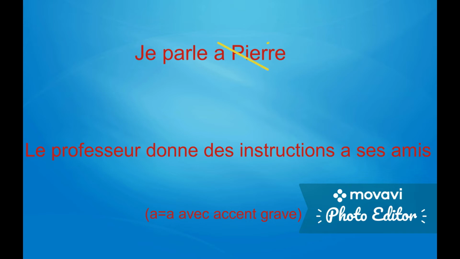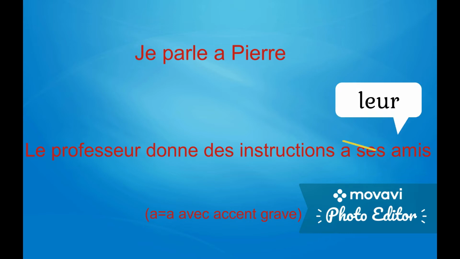The next sentence is Le professeur donne les instructions à ses amis. We know that amis will be replaced by ils since it is plural and a group of males. Now, for the personal pronoun, we know that amis is preceded by the preposition à and it is living, so it will be replaced by the personal pronoun leur.